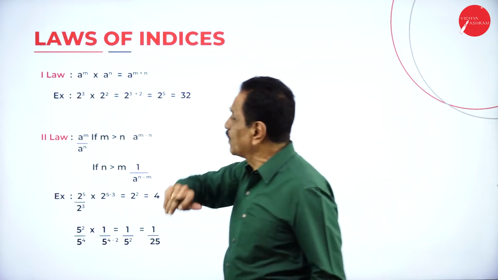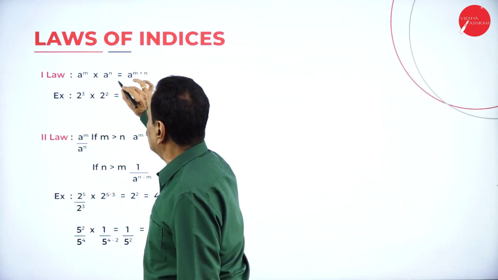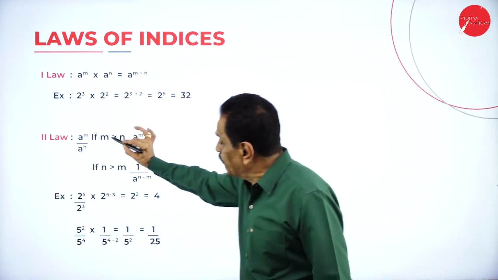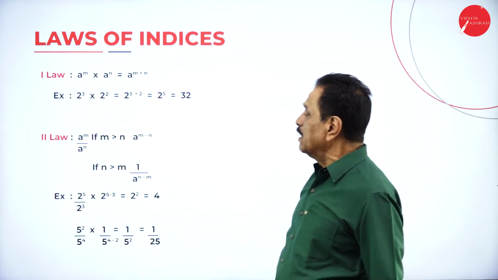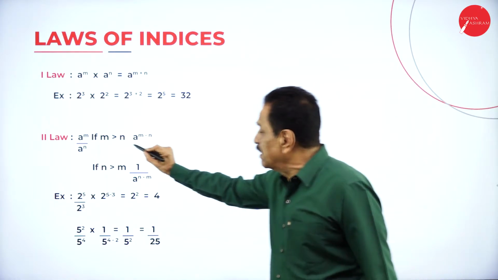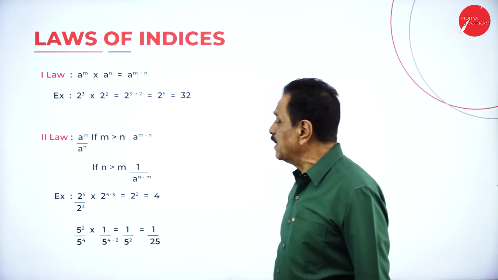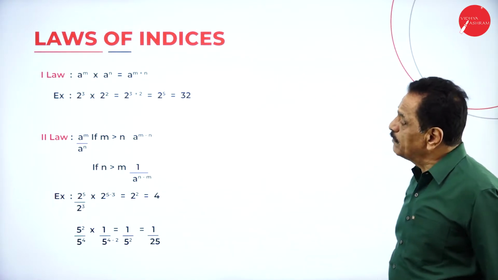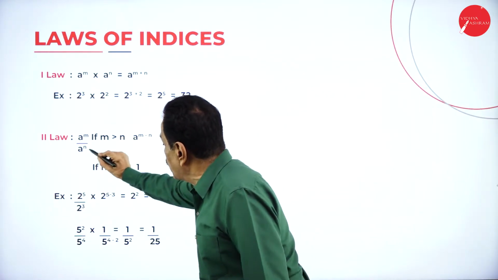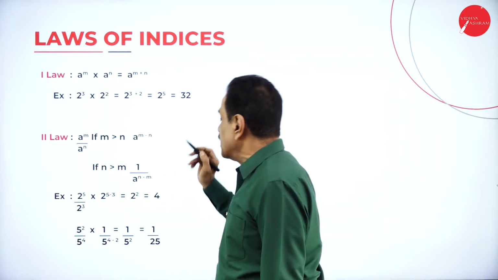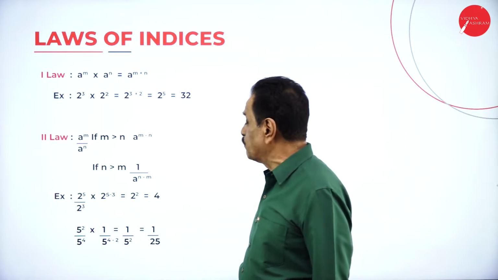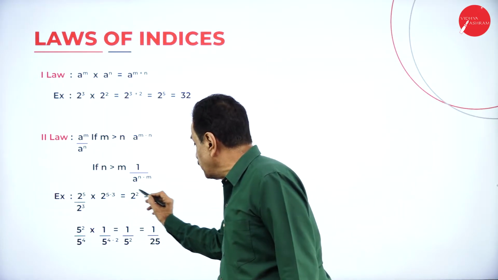So this is your formula. a to the power of m into a to the power of n is a to the power of m plus n. a to the power of m divided by a to the power of n: if m is greater than n, then a to the power of m minus n. If n is greater than m, then 1 over a to the power of n minus m. This is the regular formula. So 2 to the power of 5 divided by 2 to the power of 3 is 2 to the power of 5 minus 3.